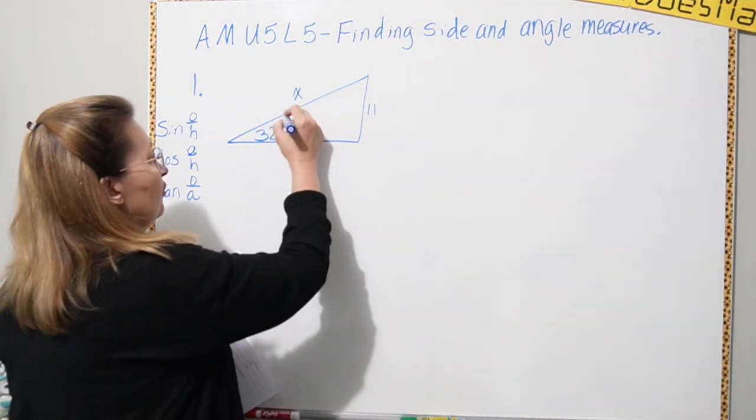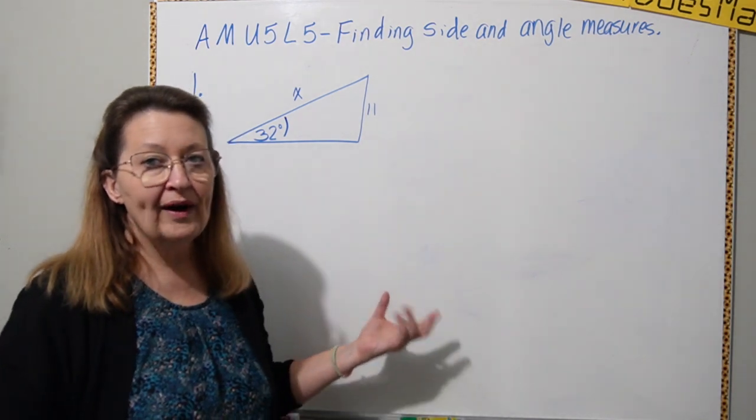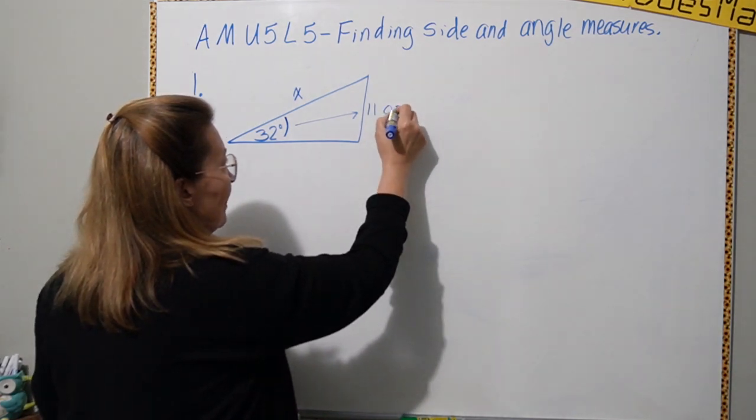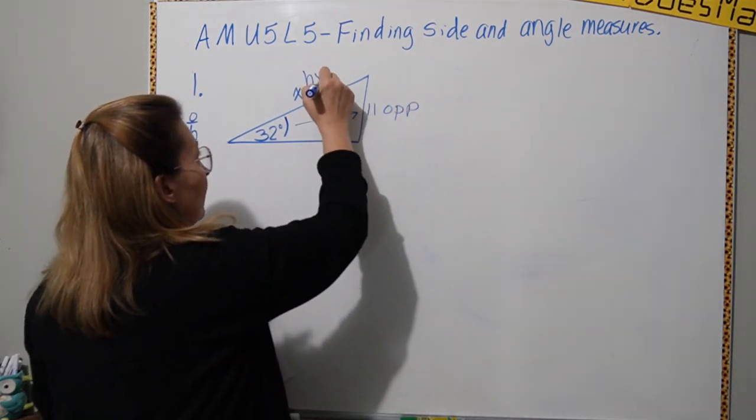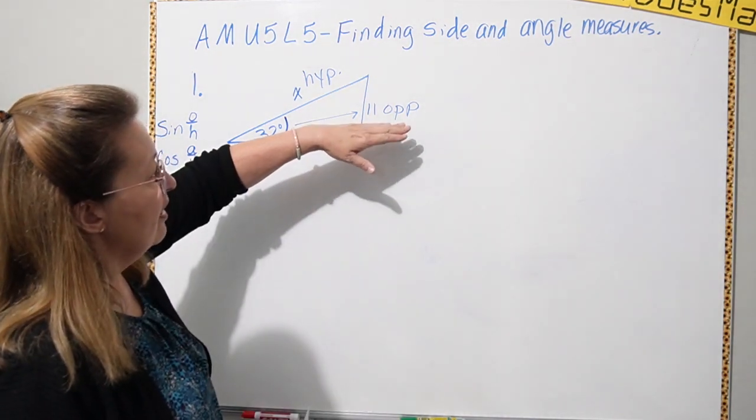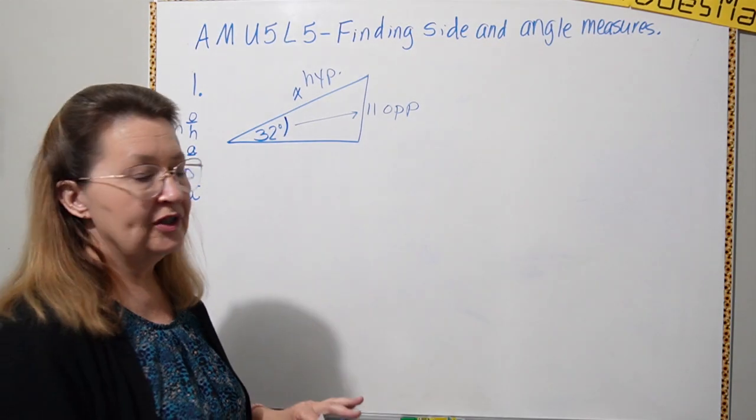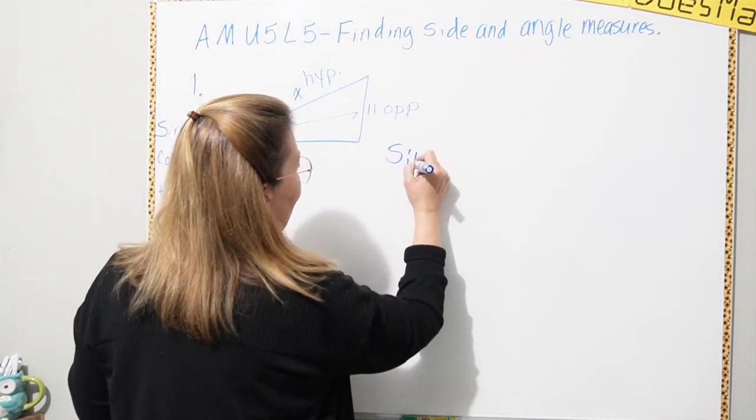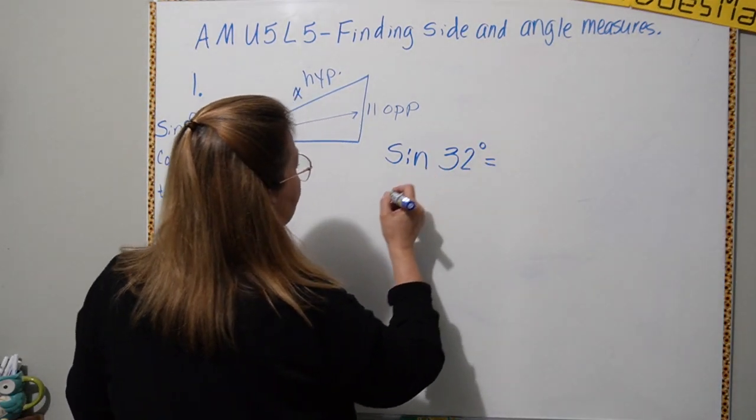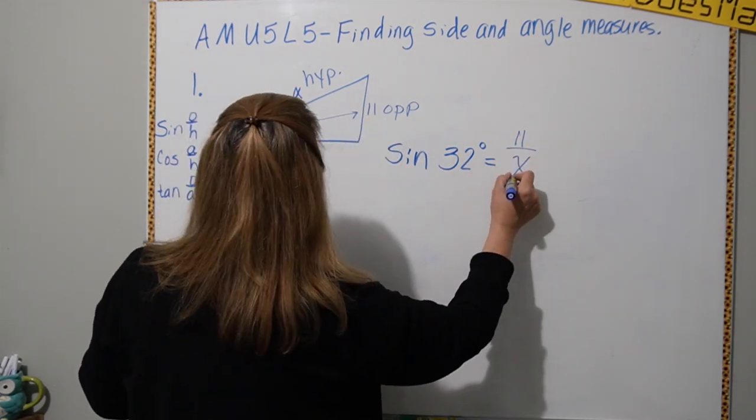Okay, look at your angle and then you ask yourself, which sides do I have a value for and am I looking for? So from this angle, I know the side opposite and I'm looking for the hypotenuse. So which function uses opposite and hypotenuse? Well, that's going to be your sine function. So we're going to set up an equation that says, all right, the sine of my 32-degree angle is equal to the side opposite, which is 11, over the hypotenuse, which is x.